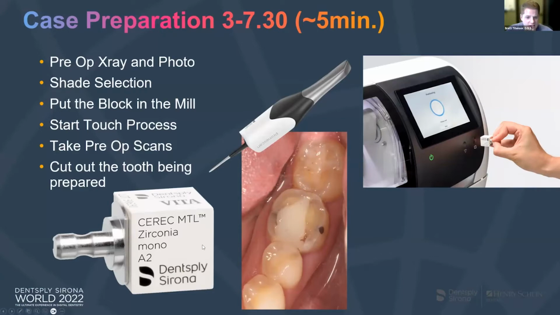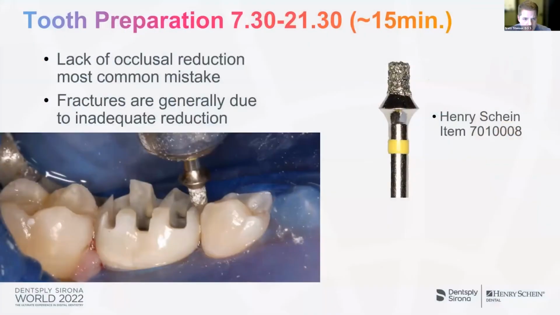Again, in this case I'm using the CEREC MTL zirconia. Really, really nice block. I find that the fit and the mill process are really smooth. I think Dentsply Sirona knocked it out of the park with this one. I feel like they really spent the time honing it in because I have very, very few issues with this block. All right, so preparation.